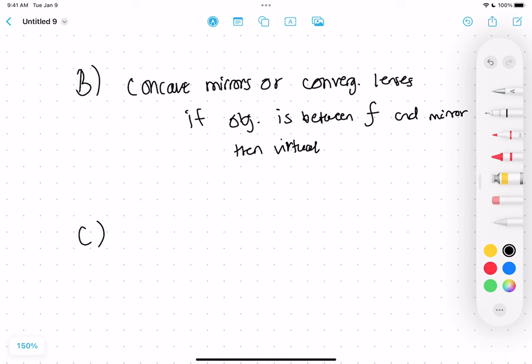For lenses, yeah. And for mirrors, if it's on the other end, then it's real. If it's on the same side, then it's virtual. Right, it's opposite for mirrors, because for mirrors, same side is virtual and opposite is real.